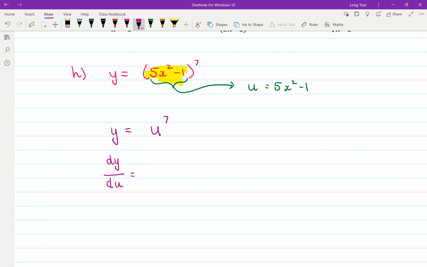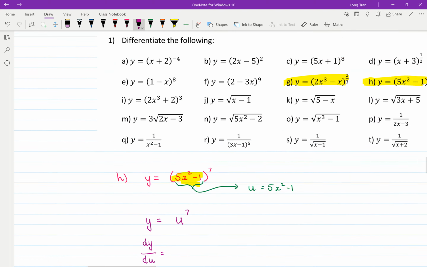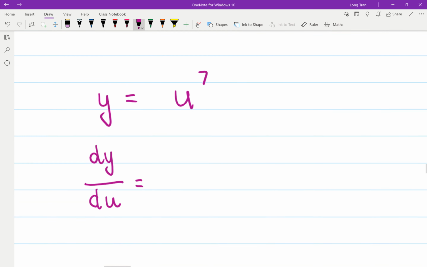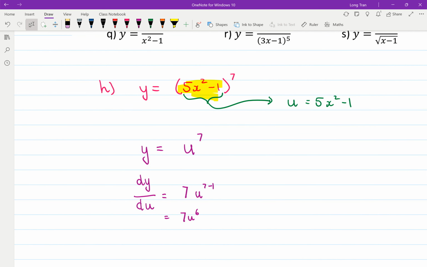So using my power rule, you can go back to your power rule, your 6 rules here. This is your power rule, one variable to the power of n. It should then give you 7, which is your n value, times u to the power of 7 minus 1, which gives you 7u to the power of 6. Okay, so that we know how to do.